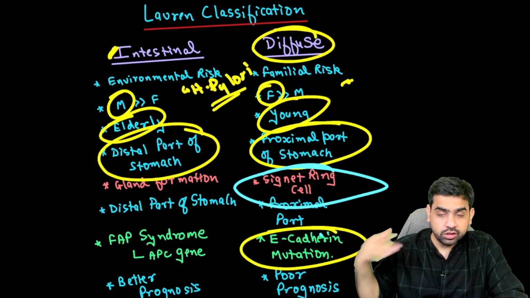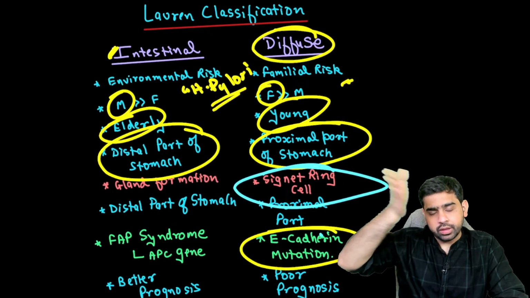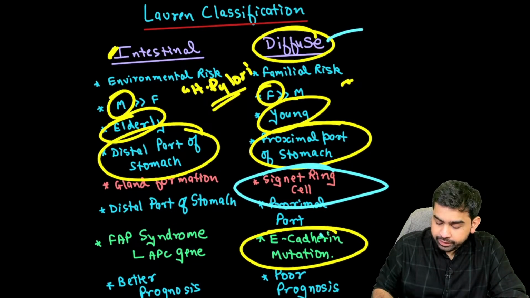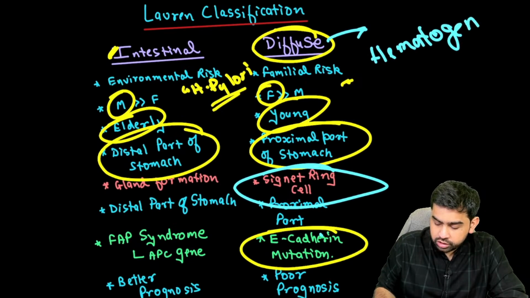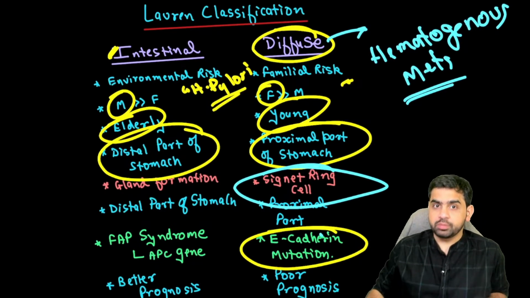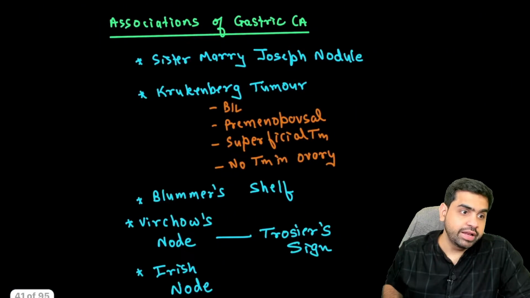Now what about the metastasis? Intestinal type has predominantly lymphatic metastasis. The diffuse type has predominantly hematogenous metastasis. I hope you have understood this point. So this is the Lauren classification, the histopathological classification. It's very, very important.